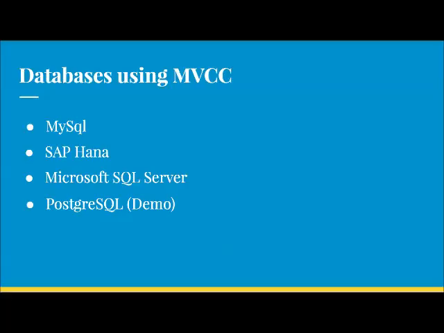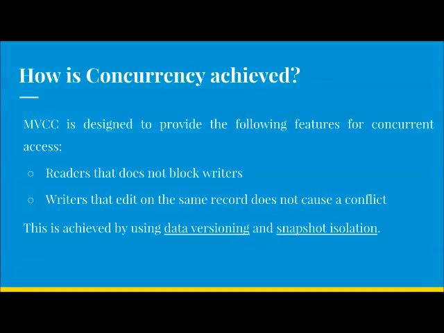Now we'll be moving on to how concurrency control is achieved in databases. MVCC is designed to ensure that readers do not block writers from writing to a database, and that writers do not cause a conflict with readers reading the same record. This is achieved by using data versioning and snapshot isolation for concurrent users.